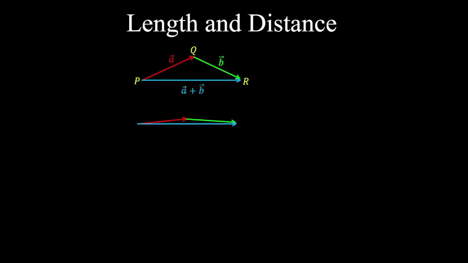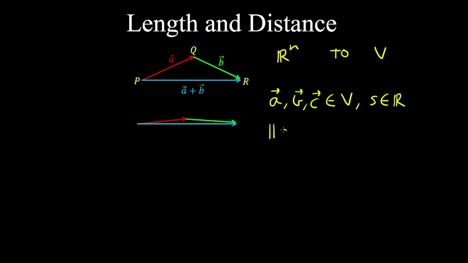We can also extend length and distance from n space to a general real inner product space. So if we have three vectors, A, B, and C, in a real inner product space, and S is any real scalar, then the triangle inequality for vectors states that the norm of the sum of two vectors is always less than or equal to the sum of the norms of each individual vector.